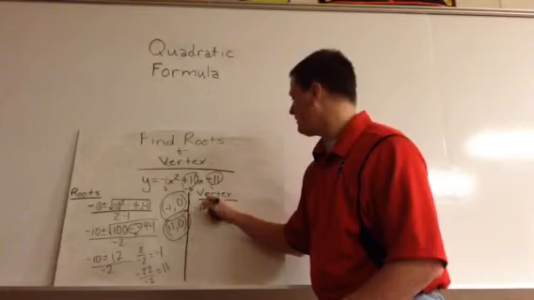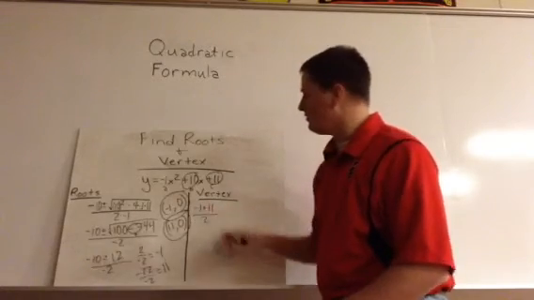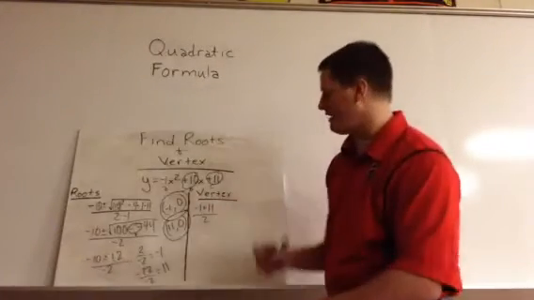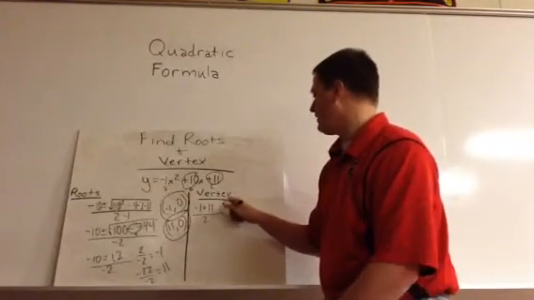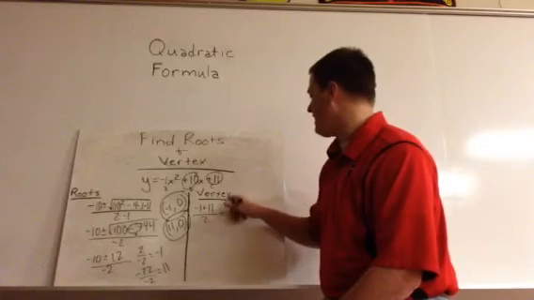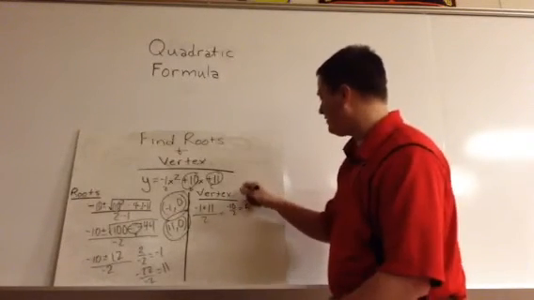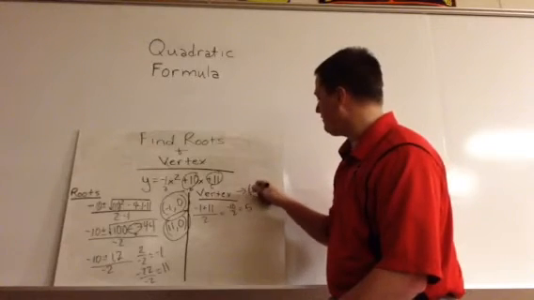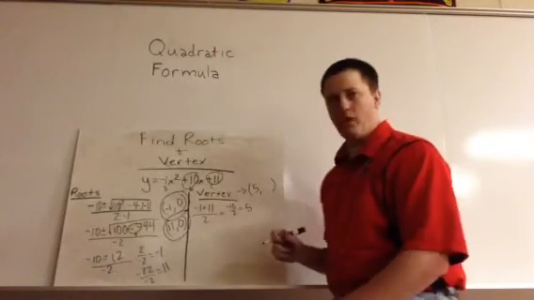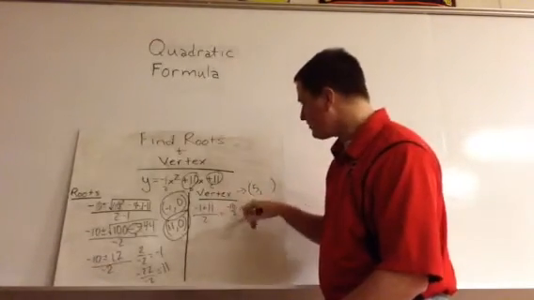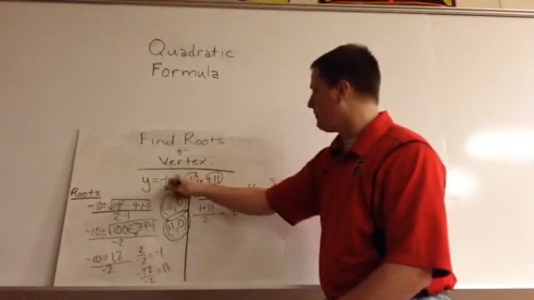Negative 1 plus 11 all over 2. This is how we average. Add them together, divide by 2. This is going to give us 10 over 2 is 5. So the x value of our vertex is 5. Now we need to find the y value. So I'm going to take 5, put it in for my x's.